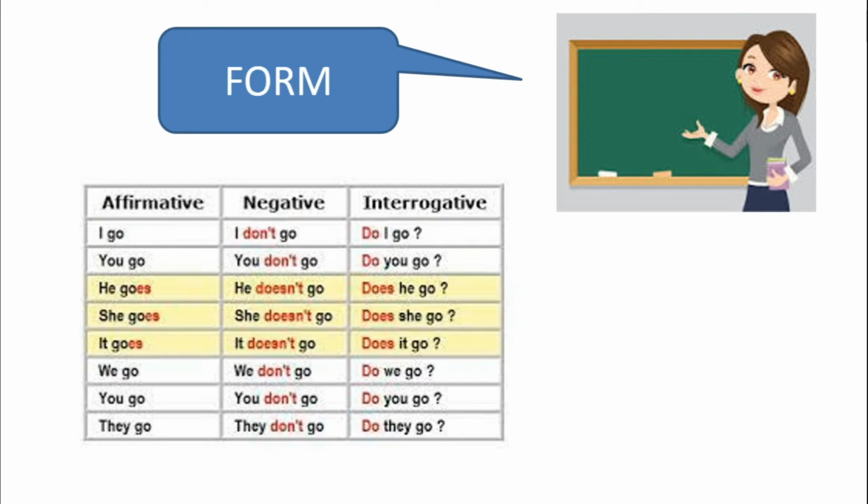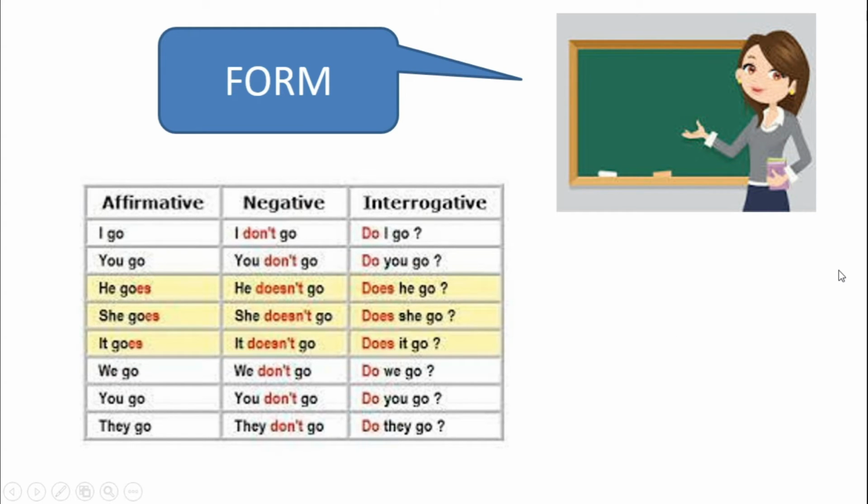In affirmative form, it goes like this. I go, you go, he goes, she goes, it goes. We go, you go, and they go.